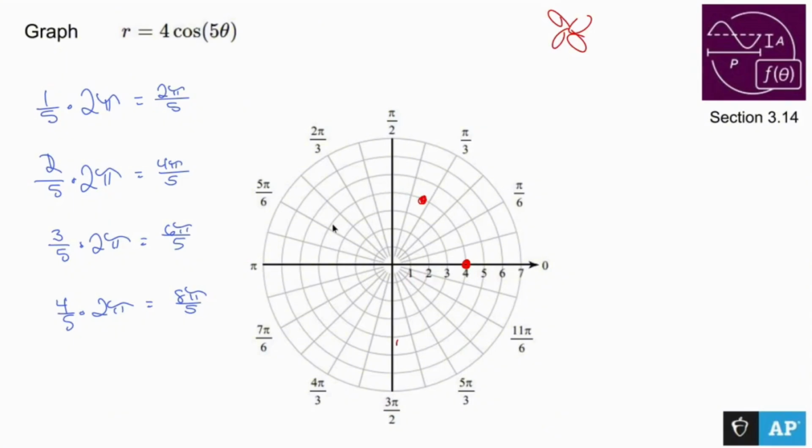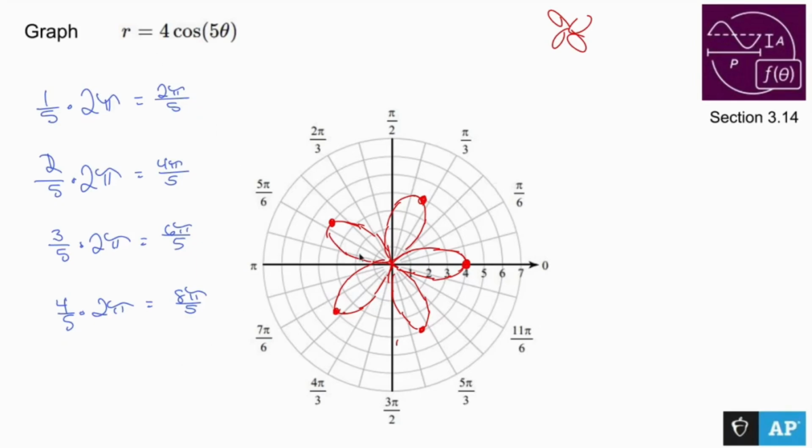So maybe you would be right here, and maybe right here, and maybe right here. I could be slightly off. But I'm starting here, and then I'm just going to create my petals the best that I can. I'm going to just spin it around, and spin it around, and spin it around, and then finish the petals.